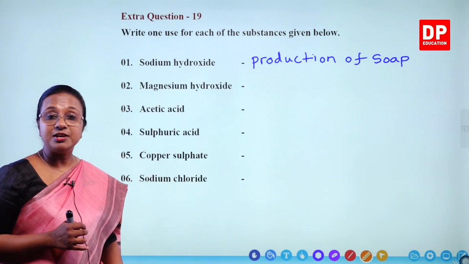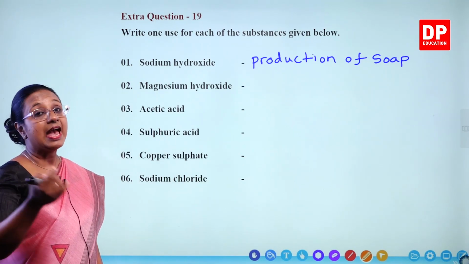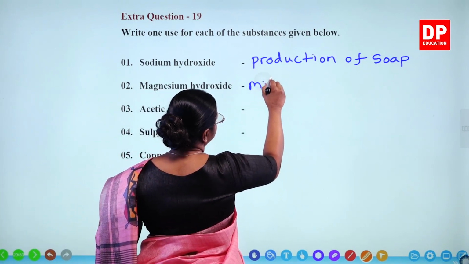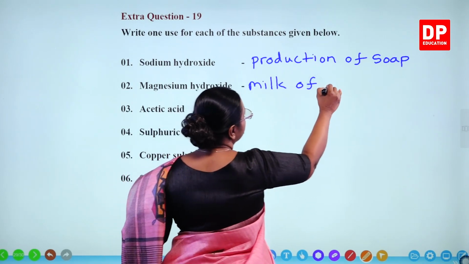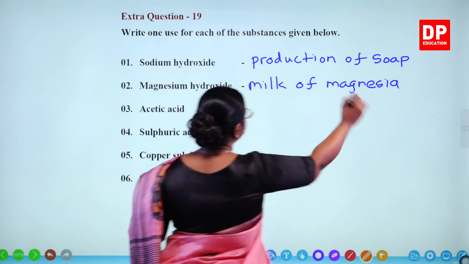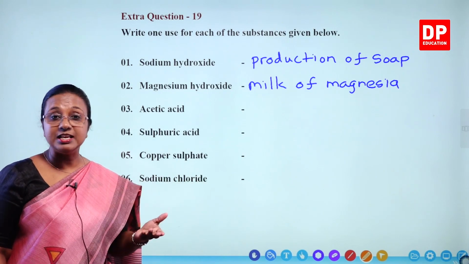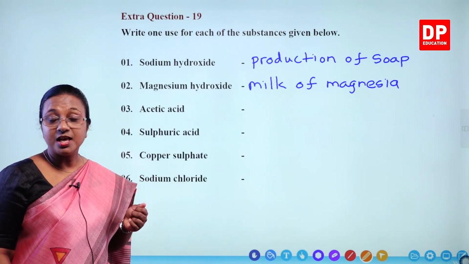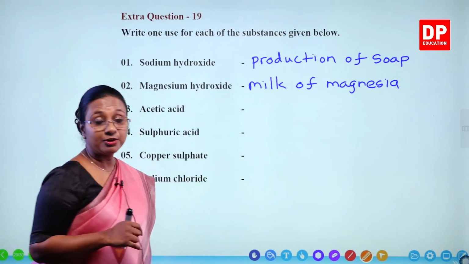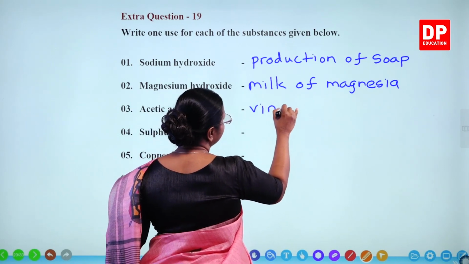Then magnesium hydroxide. There are two main uses, purification of molasses and milk of magnesia. I will say milk of magnesia. I am writing short answers here. Acetic acid. Acetic acid is present in vinegar. Acetic acid is used in paper industry. So like that, you can even to coagulate rubber, we can use acetic acid. So here I will say vinegar.